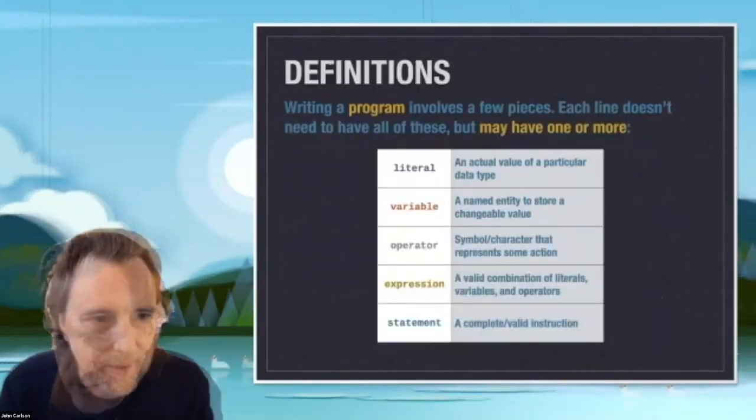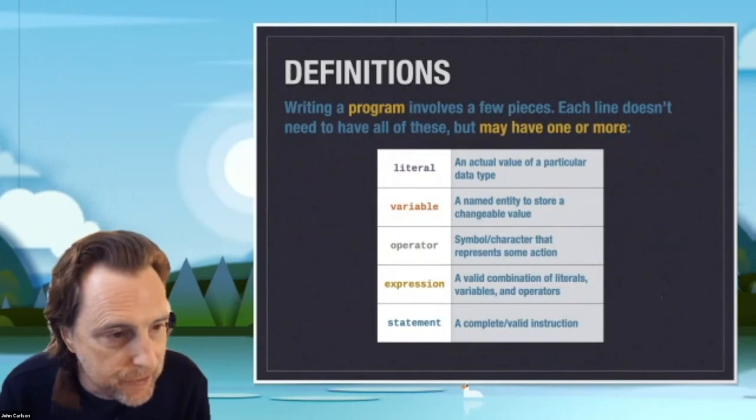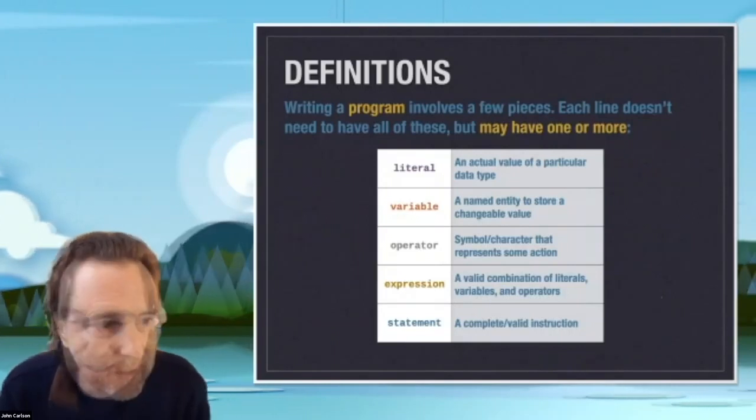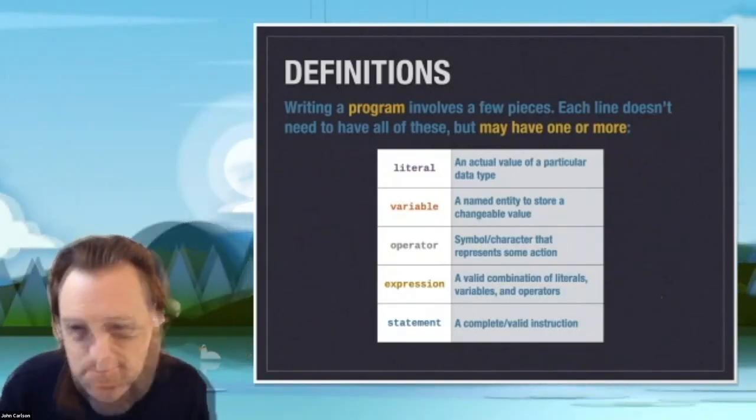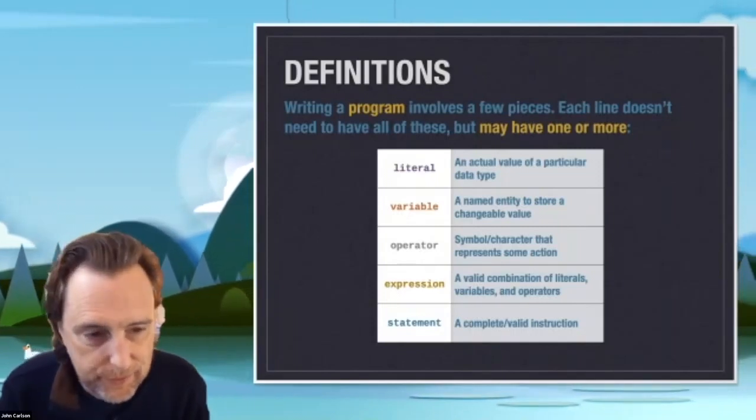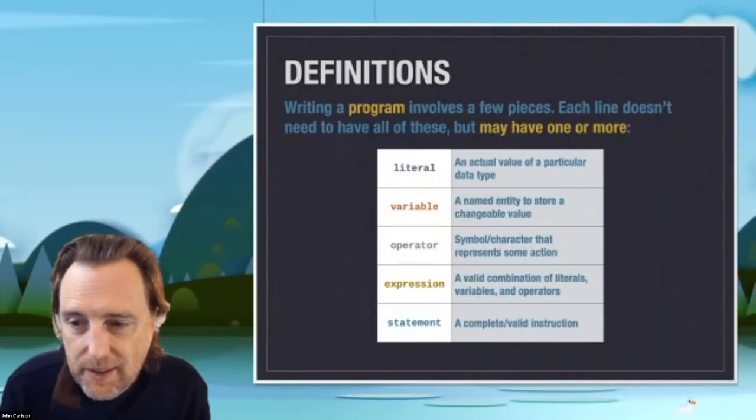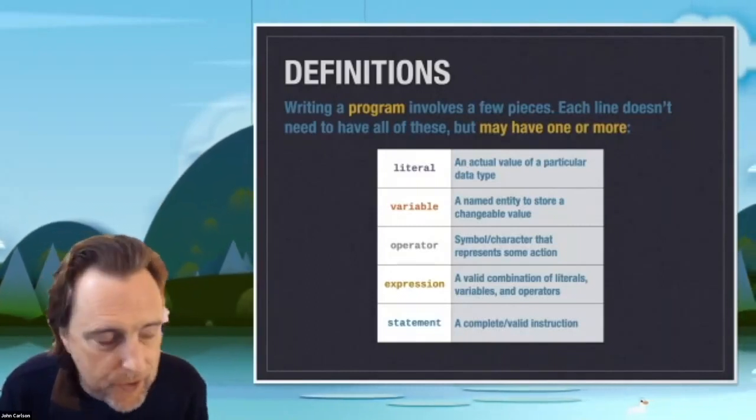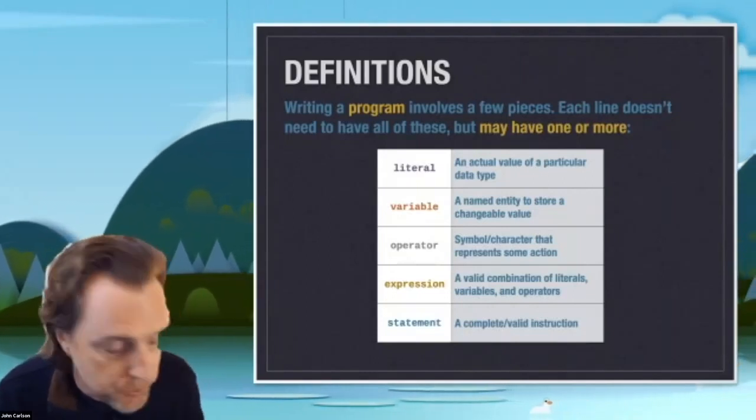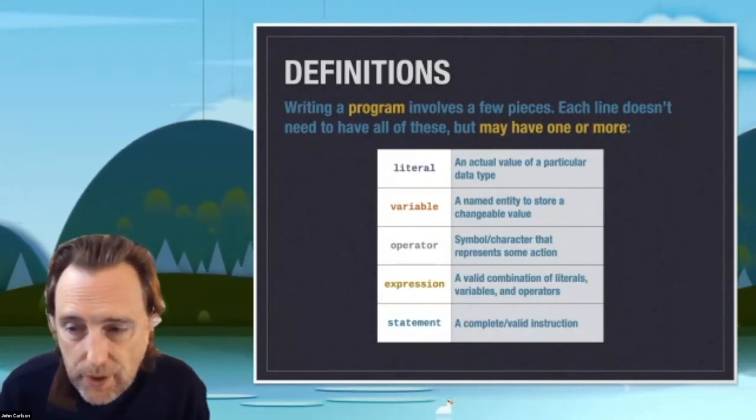Okay. I feel like I have used a bunch of terms without necessarily giving you a definition of each. Specifically, literal, variable, operator, expression, and statement are the key things that you'll want to be comfortable with as ideas. So a literal is an actual value of a data type, like an actual number, an actual piece of text, an actual true or false. A variable is a named entity for storing a value that you can change. You can assign literal values to it. You can assign the result of mathematic operations to it, and so on and so forth.